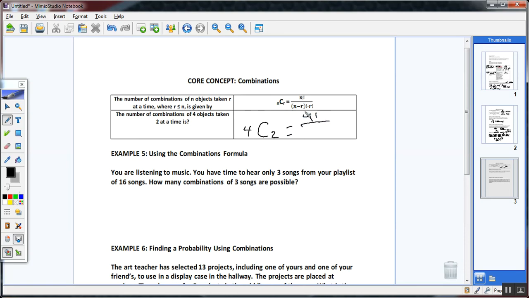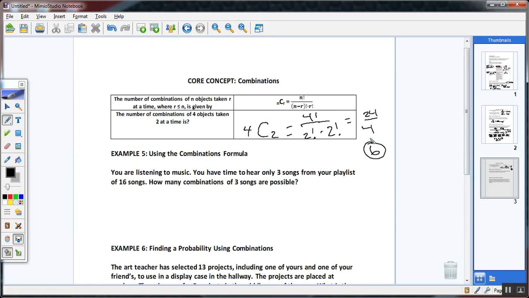What's 4 minus 2 going to be? For the n minus r part, 2 factorial, times what's r again? Well, 2 factorial. What's 4 times 3 times 2 times 1 up top? What's 2 times 2 in the bottom? So if I had 4 kids and I was going to choose my team, it would be 6. How many possible teams could I put together? 6 of them. Does the order in which I chose them matter?